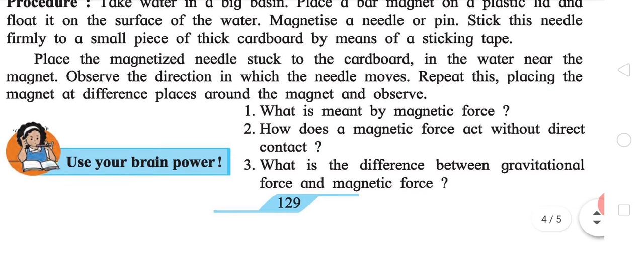Heading: Use your brain power. One, what is meant by magnetic force? Two, how does a magnetic force act without direct contact? Three, what is the difference between gravitational force and magnetic force?